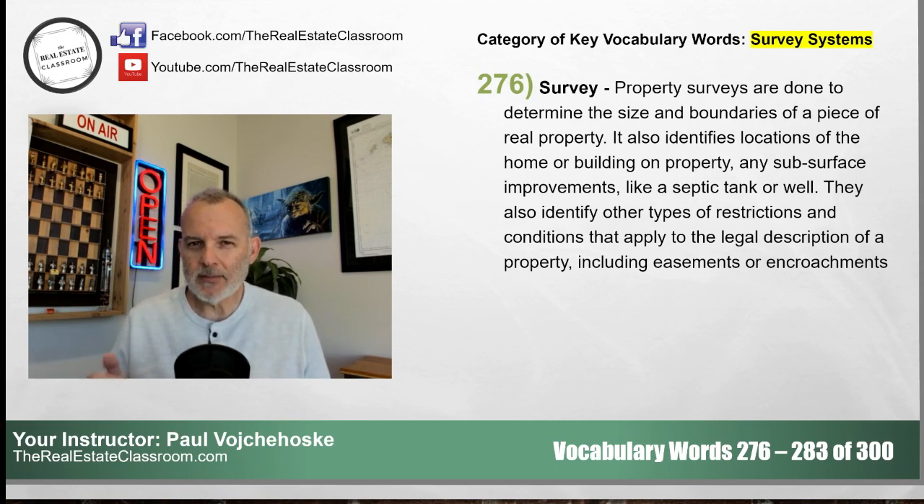Now, there are several different types of surveys that one can order. The surveys are performed by a surveyor. This is a licensed activity in almost all states. I'm not going to go into in-depth detail, but what you have to know for the real estate exam is a survey will do a couple of things. It will identify the boundaries of a piece of real property. Depending on the type of survey, it will also identify things such as improvements, subsurface improvements like a well or a septic tank. It also can identify certain types of restrictions on the property, such as an easement or encroachments that may have been placed against the property.